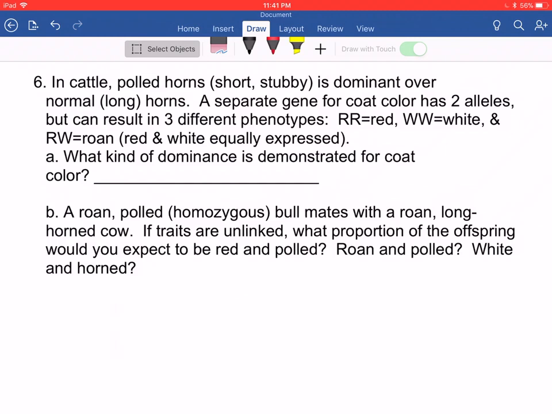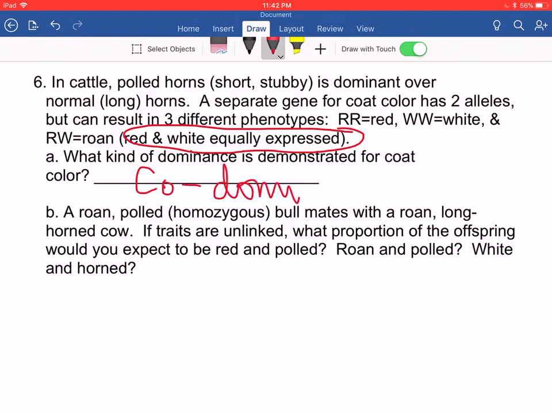All right. In cattle, polled horns, which is short horns, is dominant over long horns that are normal. A separate gene for coat color has two alleles that can result in three different phenotypes. RR is red, WW is white, and RW is roan, where the red and white are equally expressed. What kind of dominance is demonstrated for the coat color? Well, here the key words are that red and white are equally expressed. And if they're equally expressed, that means that you are looking at codominance, just like those blood groups.